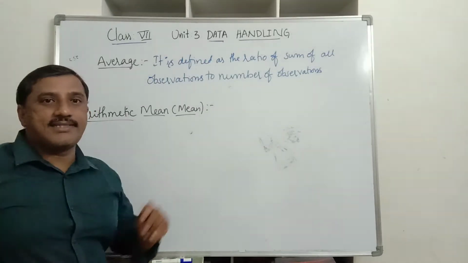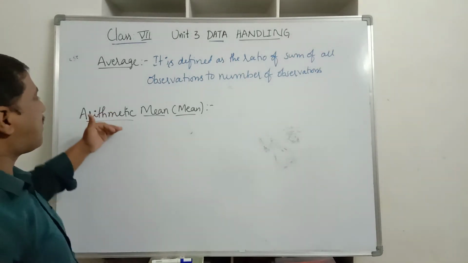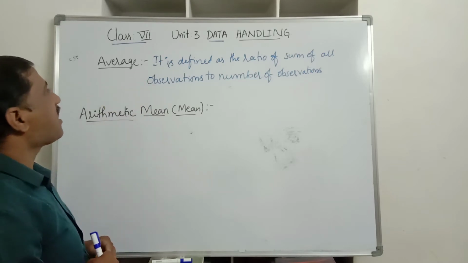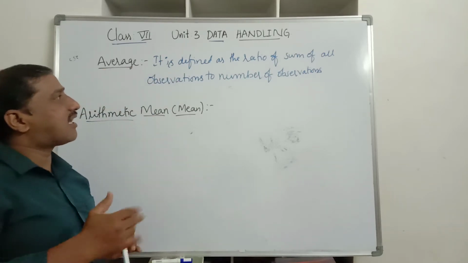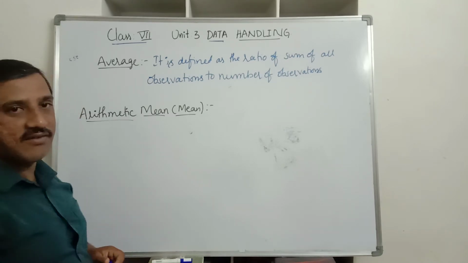Now we will discuss the first measure of central tendency or representative value, that is arithmetic mean. It is also known as average. So what is average? Average is defined as the ratio of sum of all observations to the number of observations.